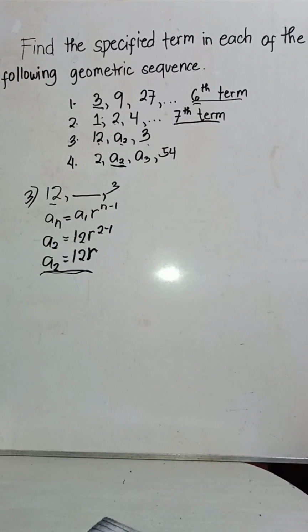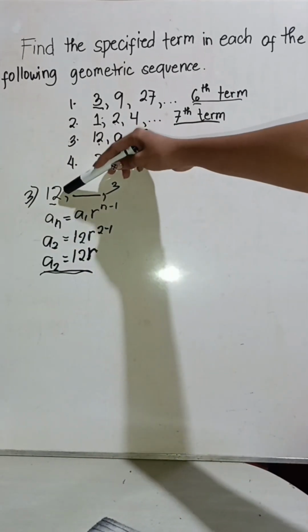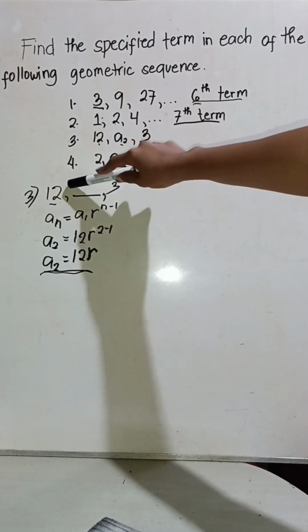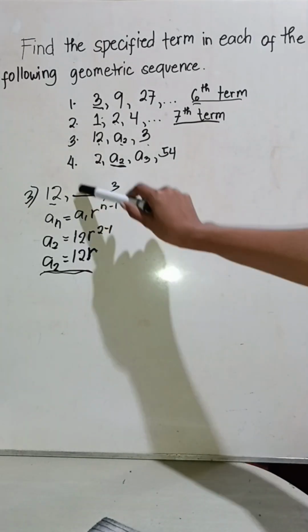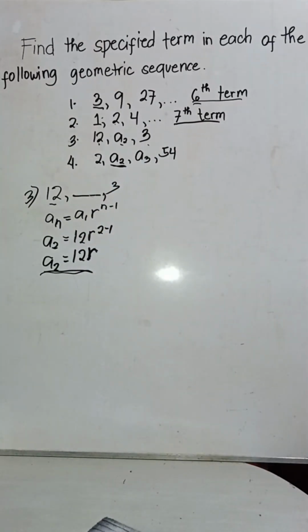So, in the given terms, the first and last terms we call the extremes. And the terms between the extremes are called the geometric means. So, ang naa diri sa center, mao na siya ang geometric mean.